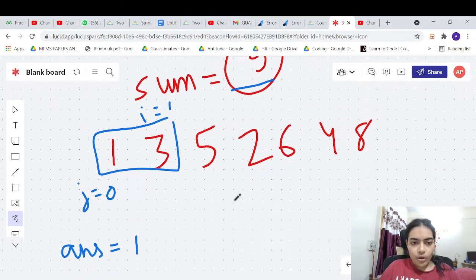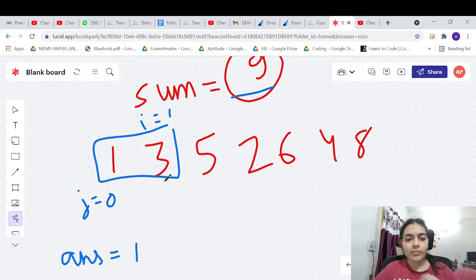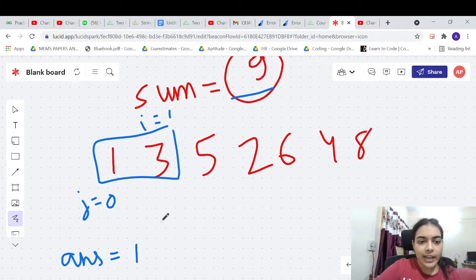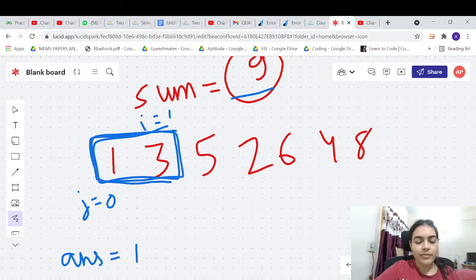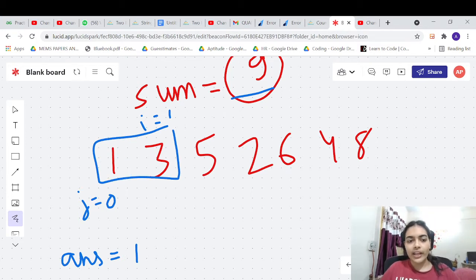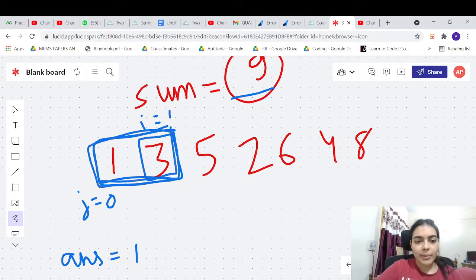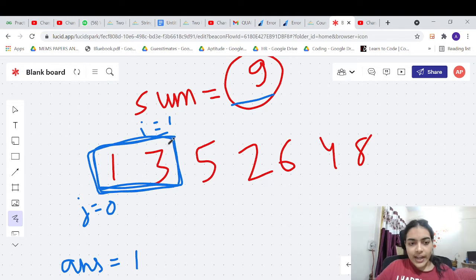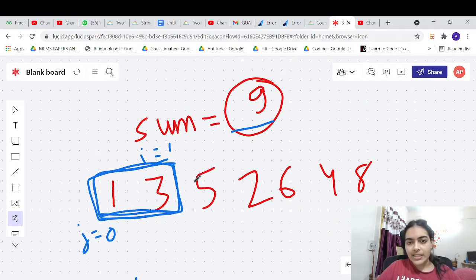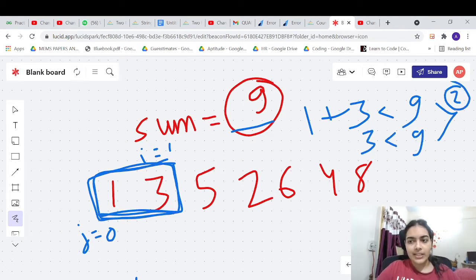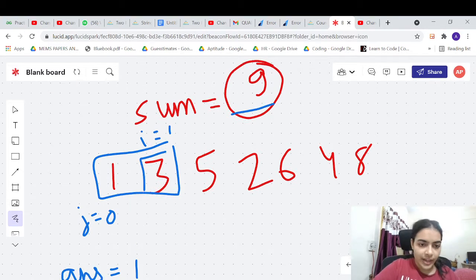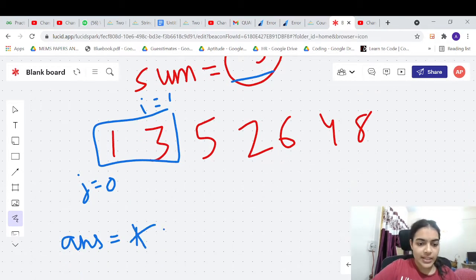So in this case, how many subarrays are you getting? You can take the subarray 3 also. You can take the subarray 1, 3 also. You can take this entire subarray, which you have not taken previously. Previously you had taken only the subarray 1. Now you are taking two new subarrays: 1, 3 and 3. Since the entire subarray will also have sum less than 9 (1 plus 3 is less than 9, and 3 is obviously less than 9), let's add 2 to our answer. So our answer becomes 3.